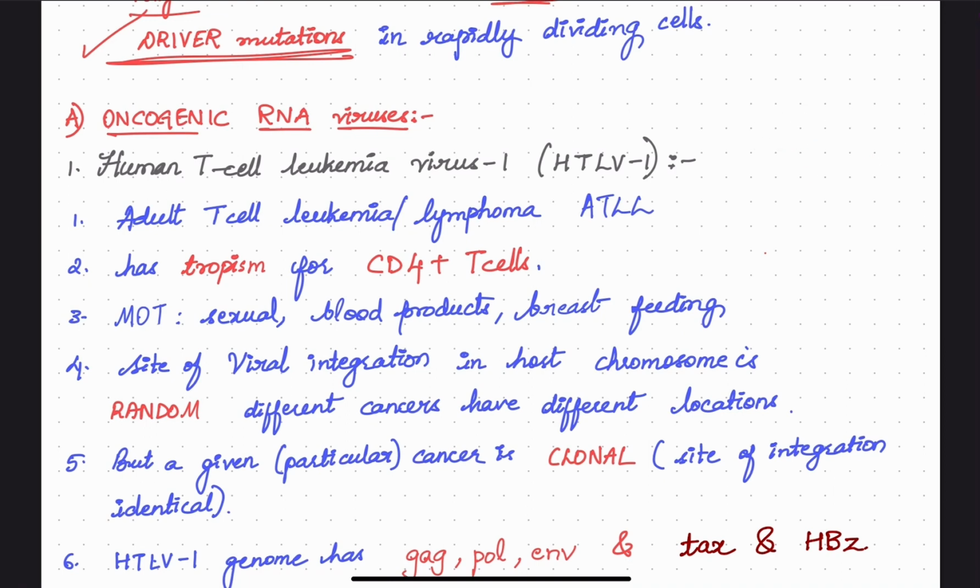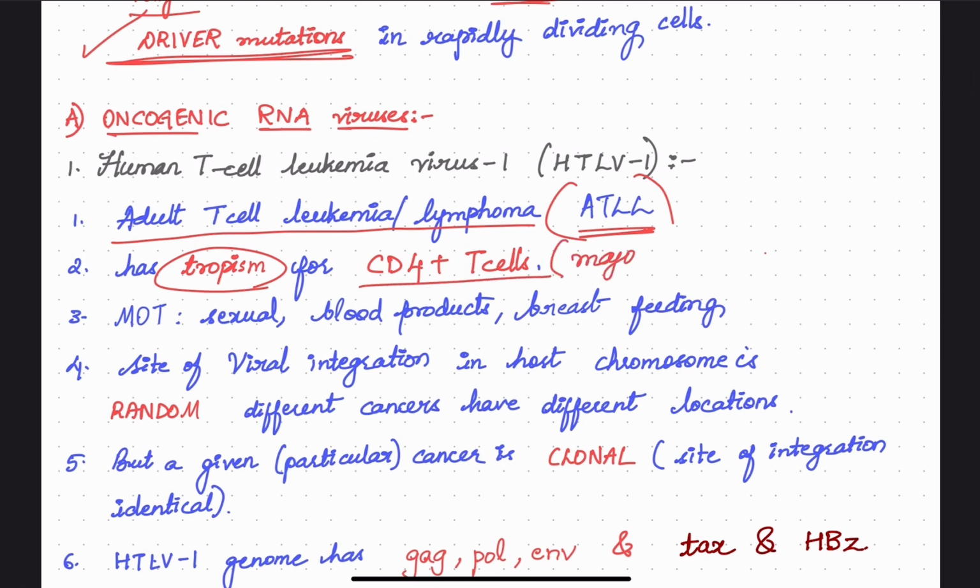Human T-cell leukemia virus is well known to cause adult T-cell leukemia lymphoma, that is ATLL. HTLV1 causes ATLL. This virus has a tropism, that is affinity, for CD4 plus T cells. This indicates that CD4 plus T cells become the major target for this virus, making them neoplastic. The modes of transmission of this virus are sexual mode, blood products like blood transfusions, and breastfeeding.